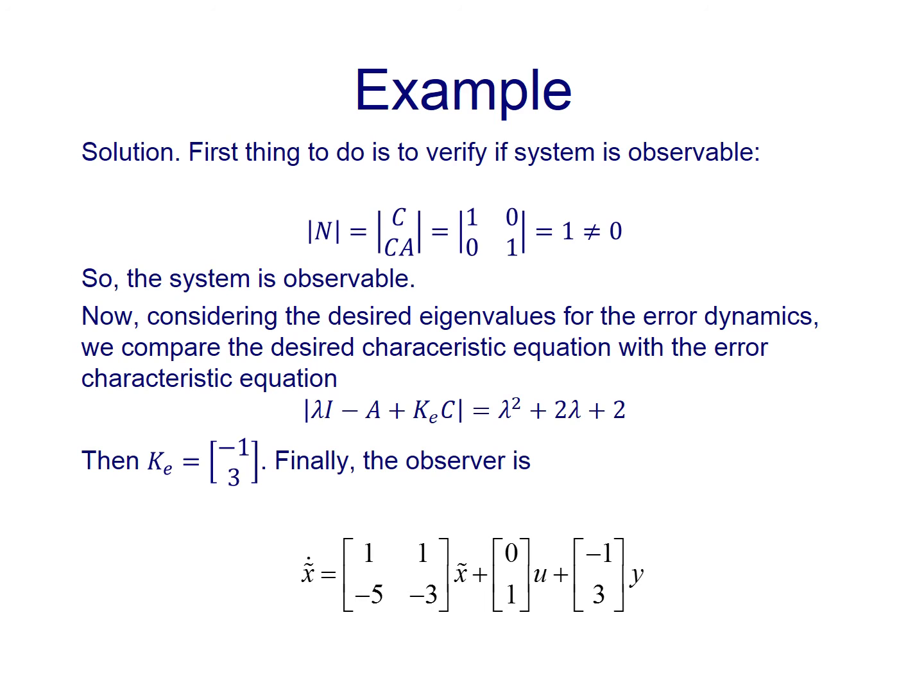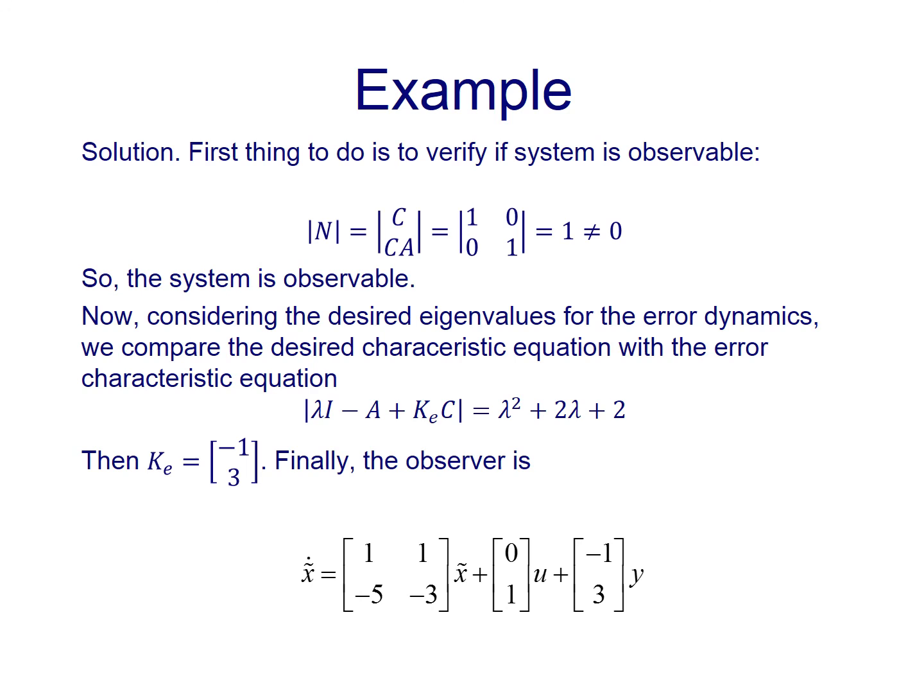Now, considering the desired eigenvalues for the error dynamics, we compare the desired characteristic equation with the error characteristic equation. As you can see, this is exactly the same procedure as when we obtain a state feedback law. Then we compare these characteristic equations, and we find Ke to be this vector. So the observer is found to be this expression here.